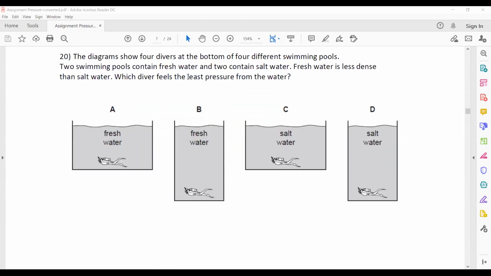The diagram shows four divers at the bottom of four different swimming pools. Two swimming pools contain fresh water and two contain salt water. Fresh water is less dense as compared to salt water. Which diver feels the least pressure from the water? So A is the right answer. It will experience the least pressure because of smaller depth.